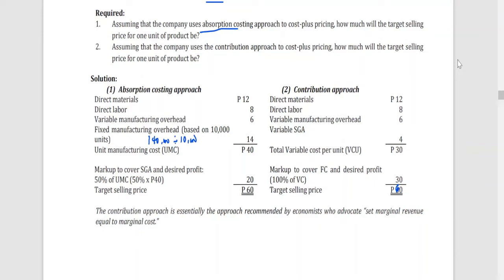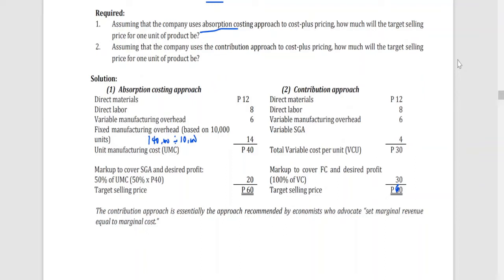So based on this problem, whether they use the manufacturing costs alone for the cost base, or they use the variable cost as a cost base, it will yield the same target selling price.